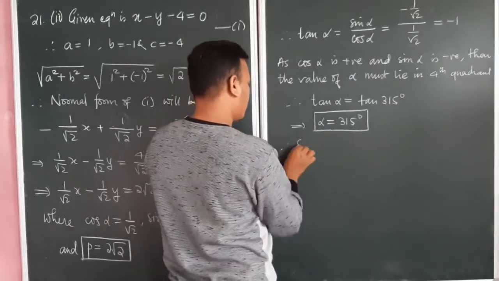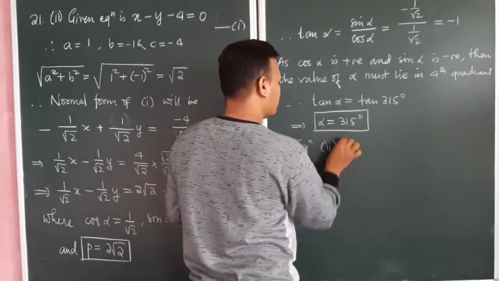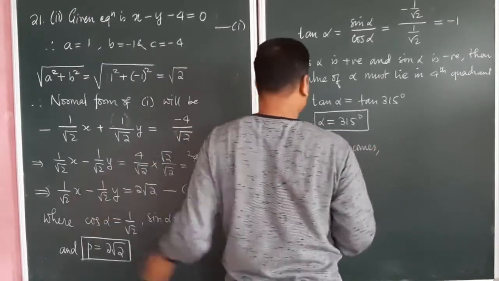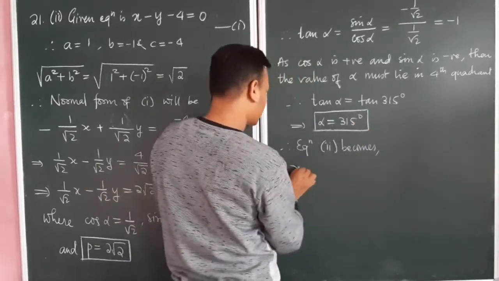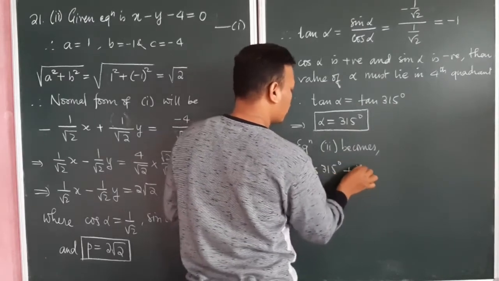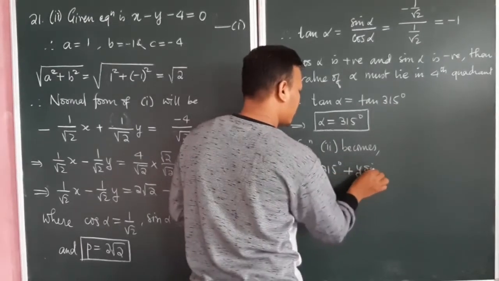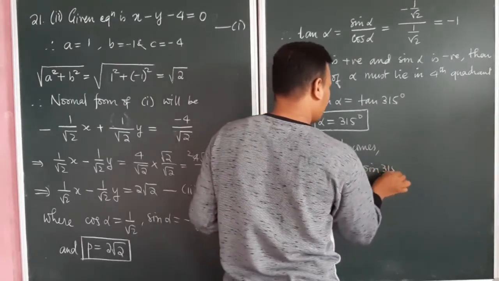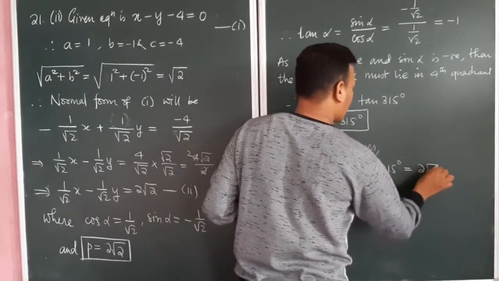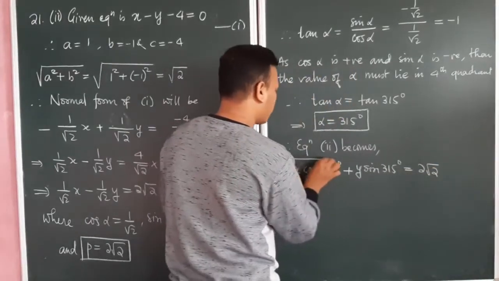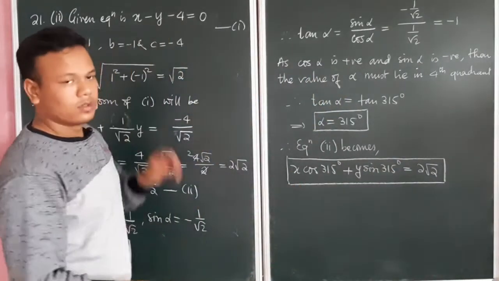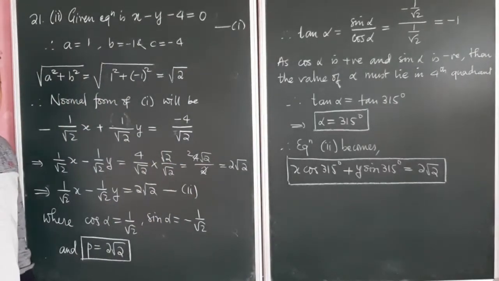So therefore equation 2 becomes x cos alpha, that is, x cos 315 degrees plus y sin 315 degrees equals 2 root 2. So this is the normal form of the given equation 1. You may pause the video to note down.